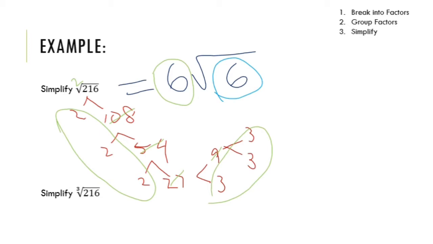So therefore, nothing is going to go inside the cube root when we're done. So 2 times 3 is 6. So the answer to the cube root of 216 is just 6.